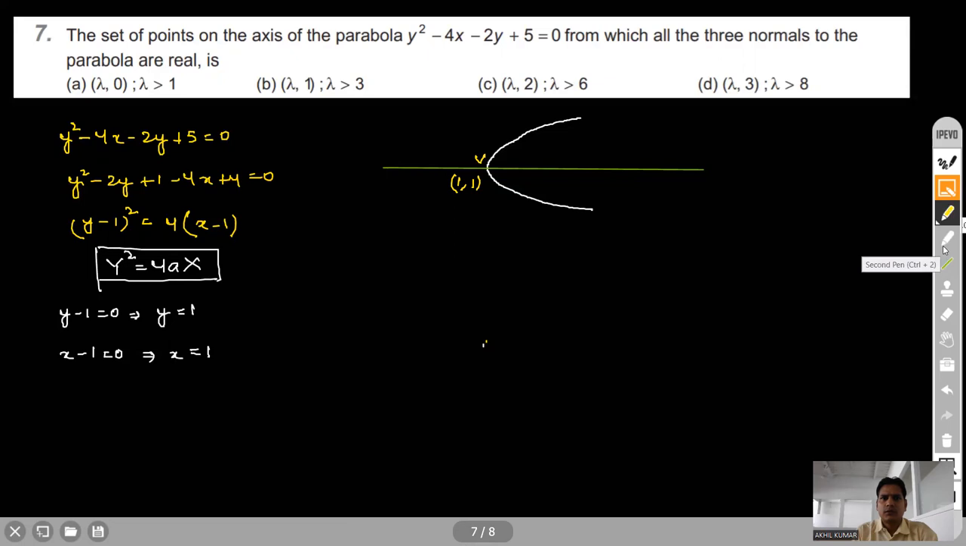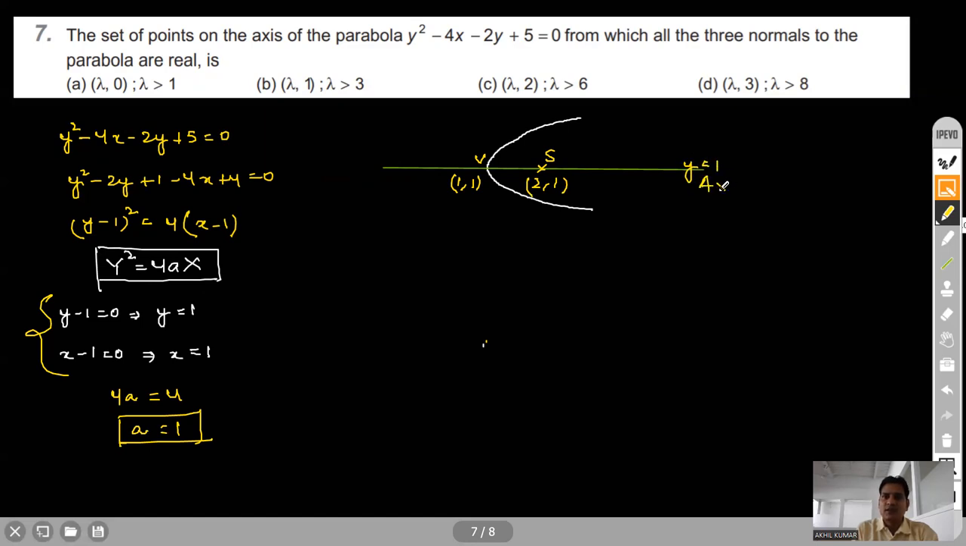And what will be the focus of this parabola? We are done with the vertex here. Now 4a is equal to 4, right, while comparing with the standard form. So a is coming out to be 1. A is the distance between the vertex and the focus. So the x coordinate of the vertex is 1, so the focus will be basically 2, 1. And this line is y equal to 1. That is the axis. The axis of this parabola will be y equal to 1. Now, where will our origin lie? Our origin will be somewhere here.